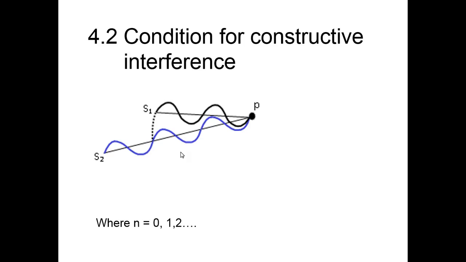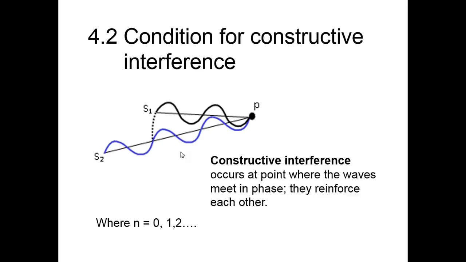Okay, now I move on to the condition for constructive interference. We have been talking about constructive interference, that is where the crest and the crest meet. But besides crest and crest meeting, what else gives constructive interference? The definition for constructive interference is where the two waves meet in phase. When this happens, they reinforce each other.